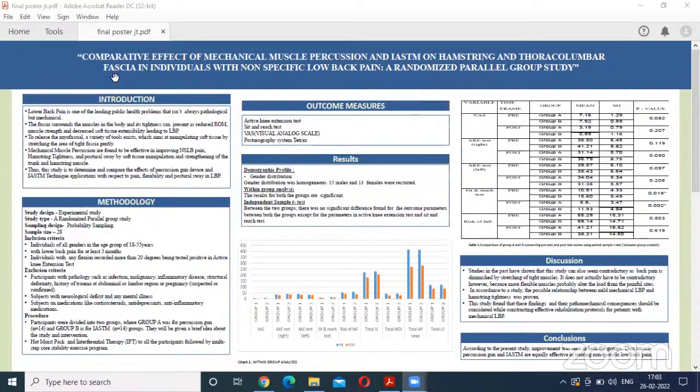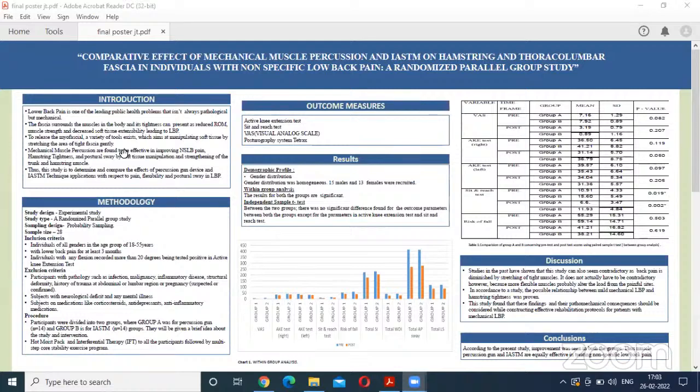The topic for my study is the comparative effect of mechanical muscle percussion and ISTM on hamstring and thoracolumbar fascia in individuals with non-specific lower back pain, a randomized parallel group study. As we all know, lower back pain is one of the leading health problems that isn't always pathological but mechanical. The tightness of fascia which surrounds the muscle presents reduced range of motion, muscle strength, and decreased soft tissue extensibility, leading to lower back pain.